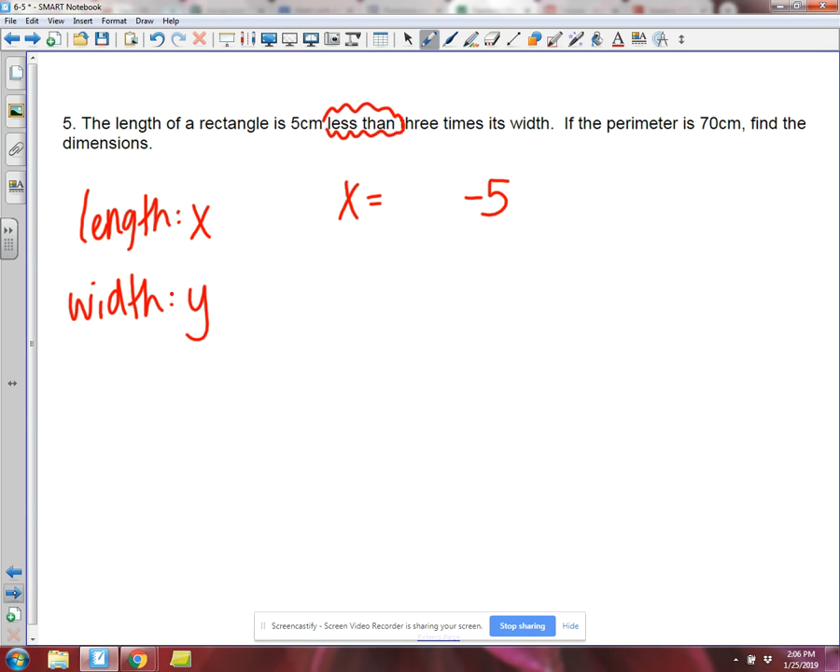3 times its width. 3y, that's my width. Now here's where everybody messes up. It says the perimeter. How do you find the perimeter of a rectangle? How many sides are there? 2 of each. So this is going to be 2x and 2y has got to be equal to 70. The common mistake is people just want to do x plus y. Okay, but that would only be 2 sides, wouldn't it? I need 4 sides for my rectangle.